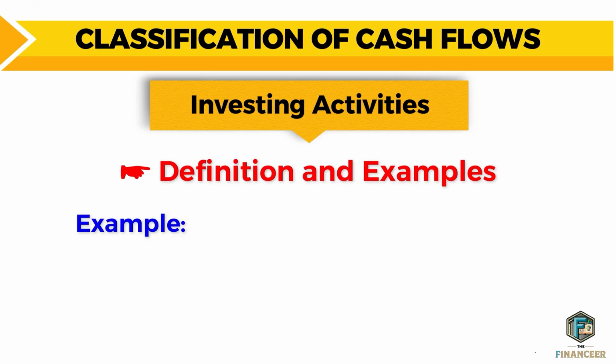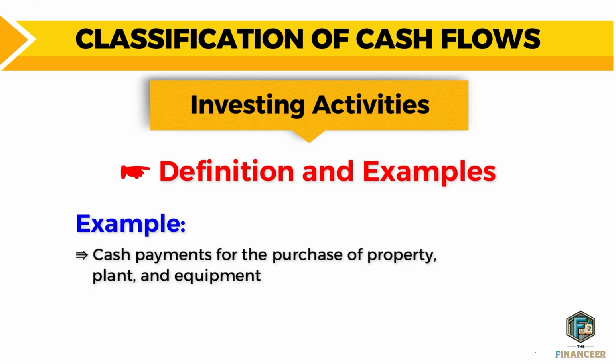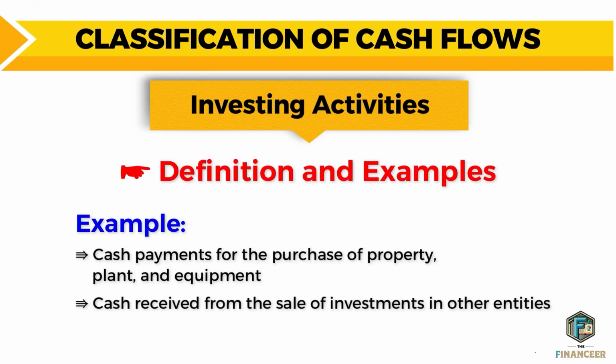Some examples of the investing activities include cash payment for the purchase of property, plant, and equipment, as I explained. Cash received from the sale of the investments in other entities. If you have a share in other entities, for example, 20% or 30%, and you are going to sell it, you are going to receive cash. So this is cash related to the investing activities.